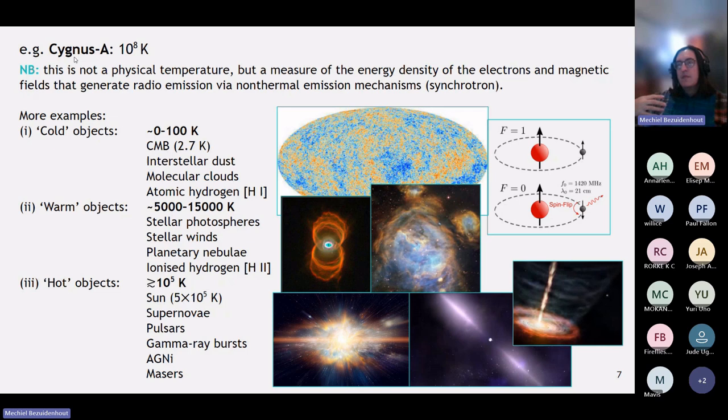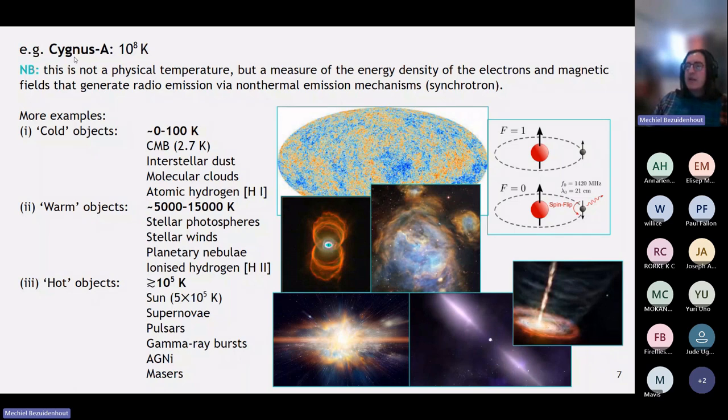The radio galaxy isn't physically 100 million Kelvin hot, but that is more a measurement of the energy density of the electrons and the magnetic fields that generate radio emissions by non-thermal emission mechanisms, in this case, synchrotron radiation. So some more examples of that.